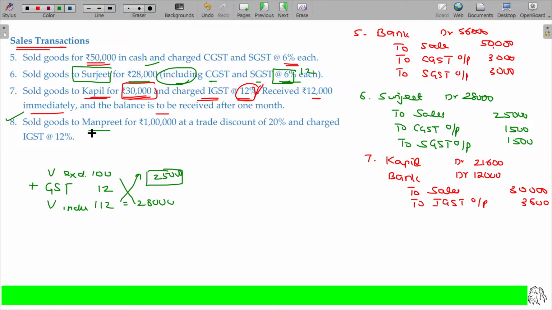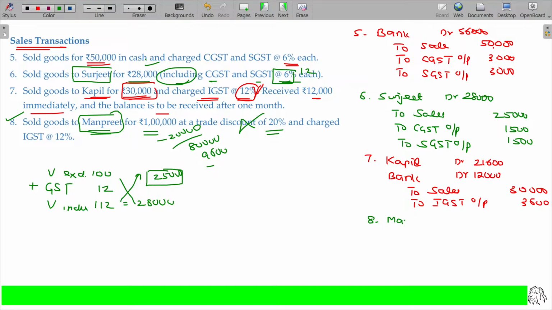Sold goods to Manpreet for rupees 1 lakh at a trade discount of 20%. Trade discount 20% means you have to subtract 20,000, so balance 80,000 rupees. He never bothered about this, and IGST charged 12% on this is 9,600. As Manpreet's name is given, and whether it is a cash or credit transaction is missing, we'll assume this is a credit transaction, so we can take Manpreet's name here.